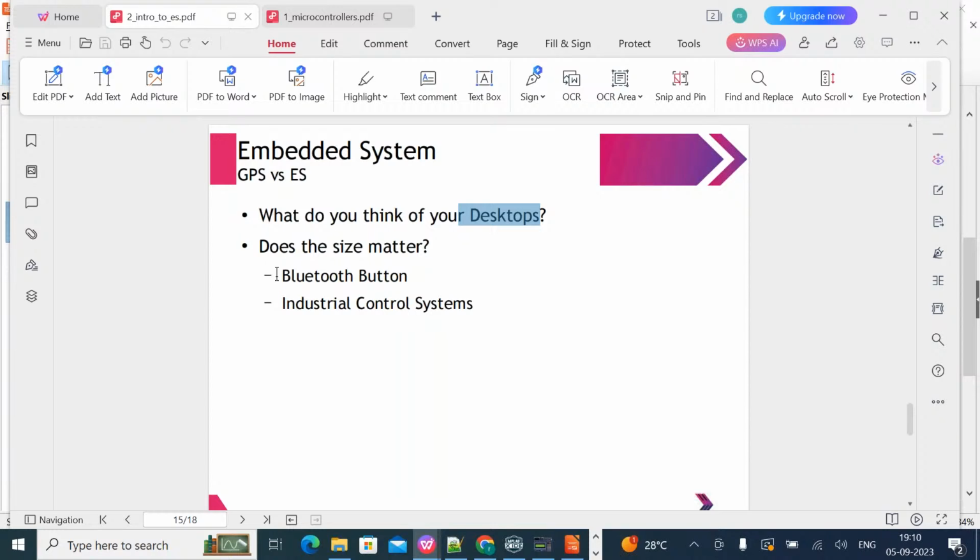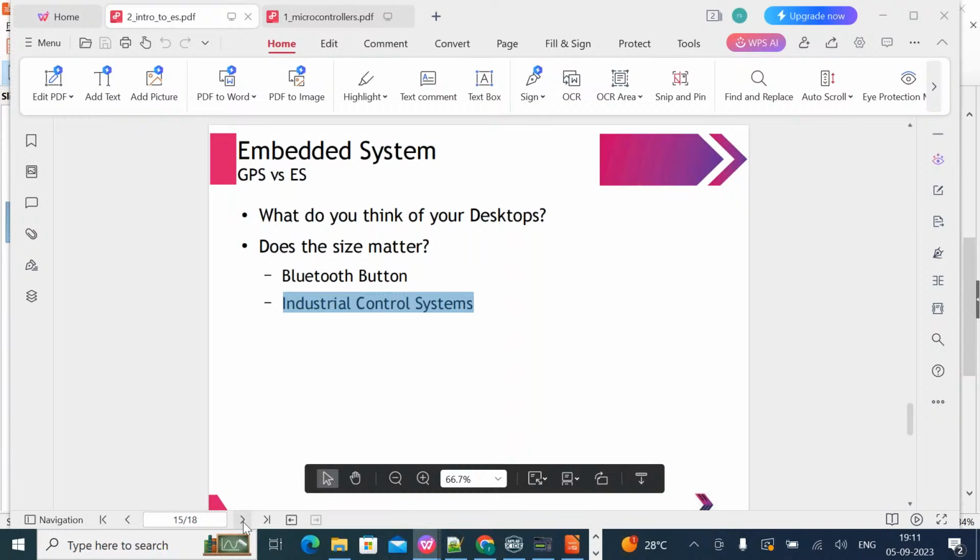Then on the same slide, they're asking a question: does the size matter, even in the general purpose system or the embedded system? If you ask me, no. You can have a small embedded system like a Bluetooth button or as big as machines used in industry. Size doesn't matter. So this is about the general purpose system versus embedded system.